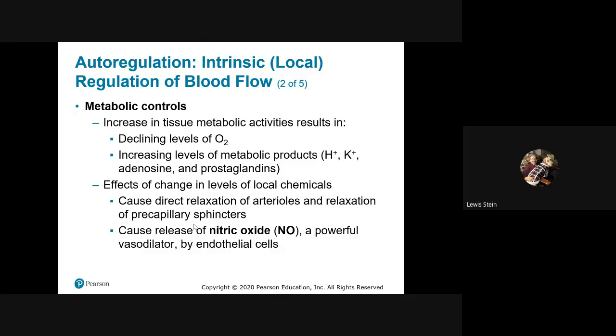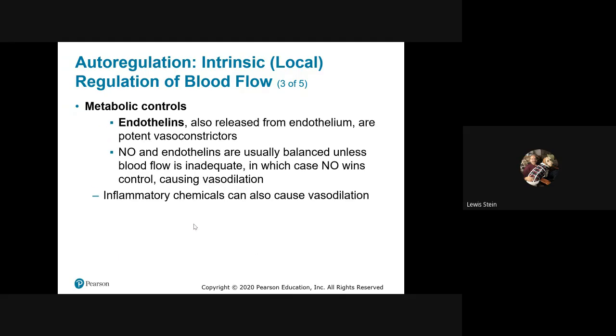What directly relaxes those local chemicals? Waste products like acidity and potassium, even adenosine, which tends to dilate because it's more of a relaxant, and prostaglandins, local mediators. They cause the release, as you can see, of nitric oxide, which really is the vasodilator to make sure there's blood flow. Other things, endothelin, are potent vasoconstrictors. So they usually balance unless blood flow is inadequate. In that case, nitric oxide wins.